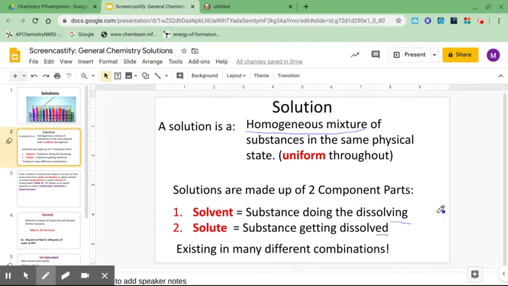So if I were to give you an example of, say, iced tea mix being created at your home because you're thirsty, you would take the iced tea powder, and that would be considered your solute. The reason is you're putting it into a pitcher or a container of water, and the water is going to dissolve the iced tea mix.